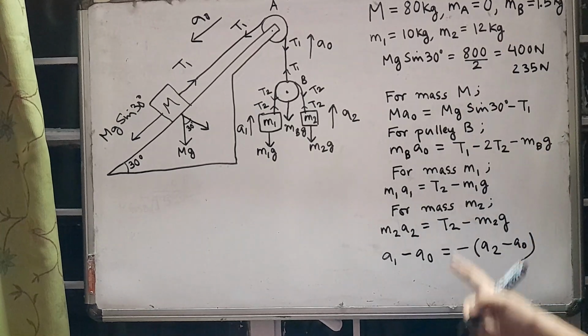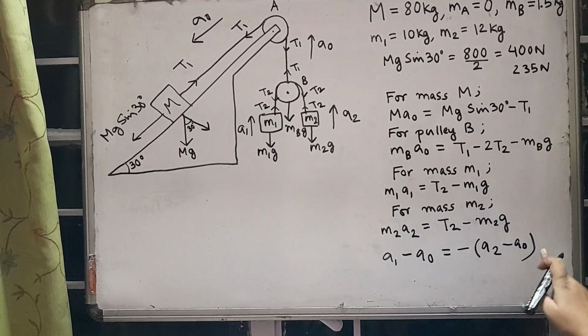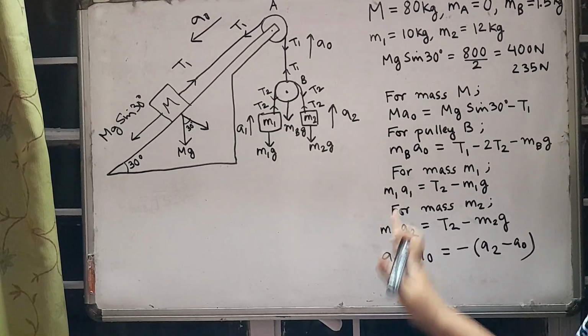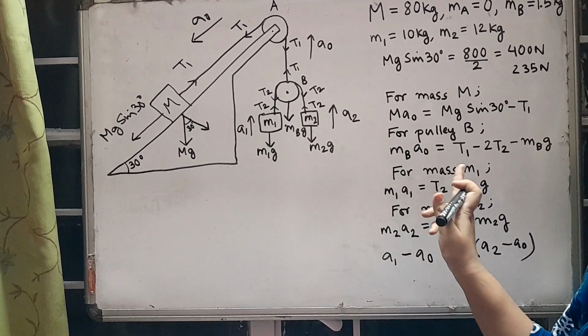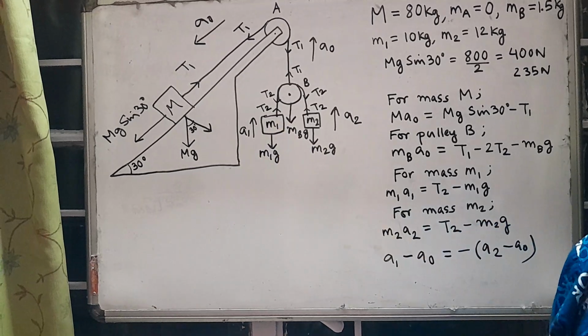So we have the system of equations. We have 1, 2, 3, 4 and 5 equations, and using these 5 equations we can solve them and obtain the acceleration A1 of the mass M1.